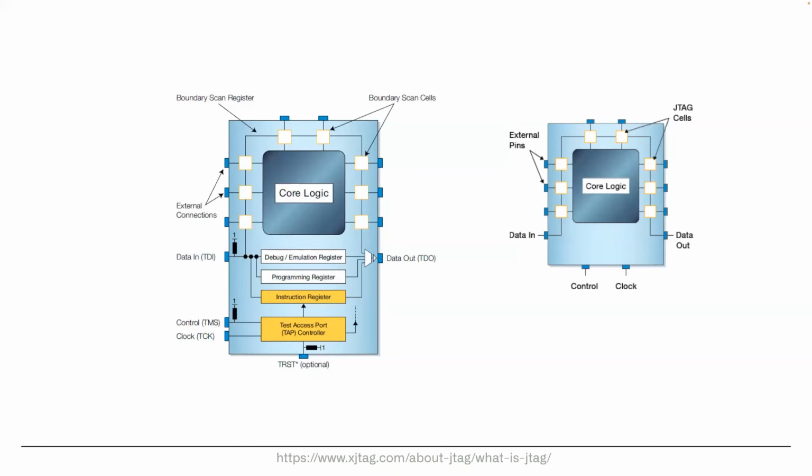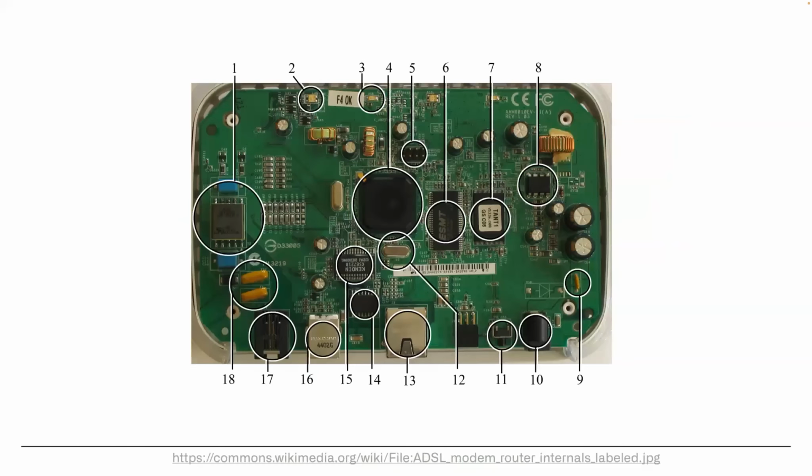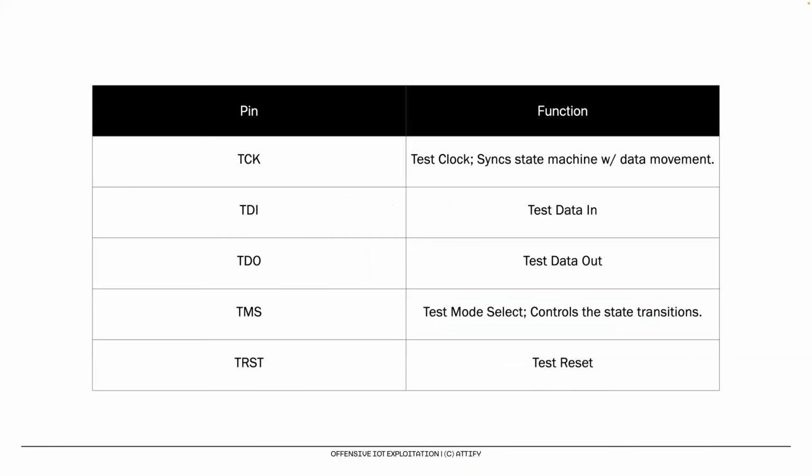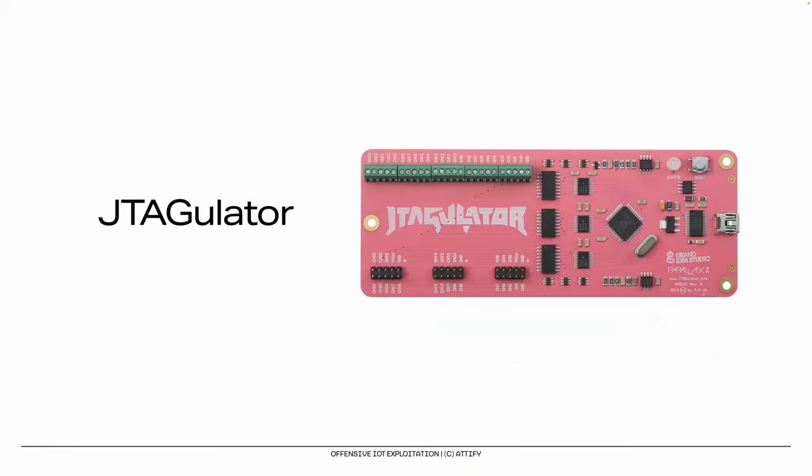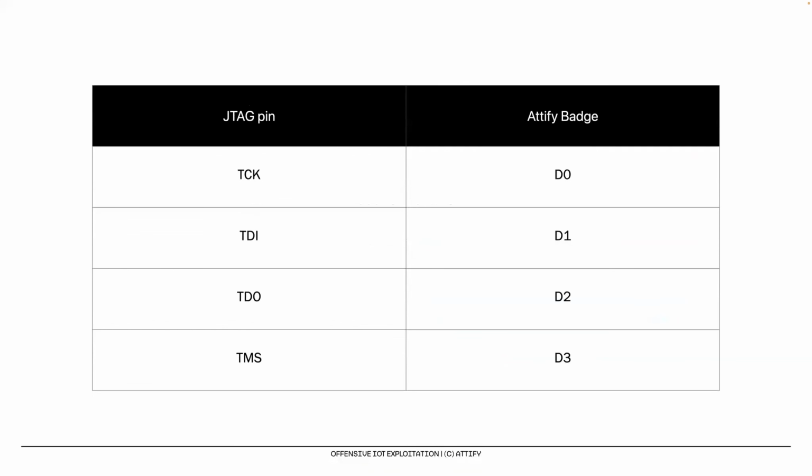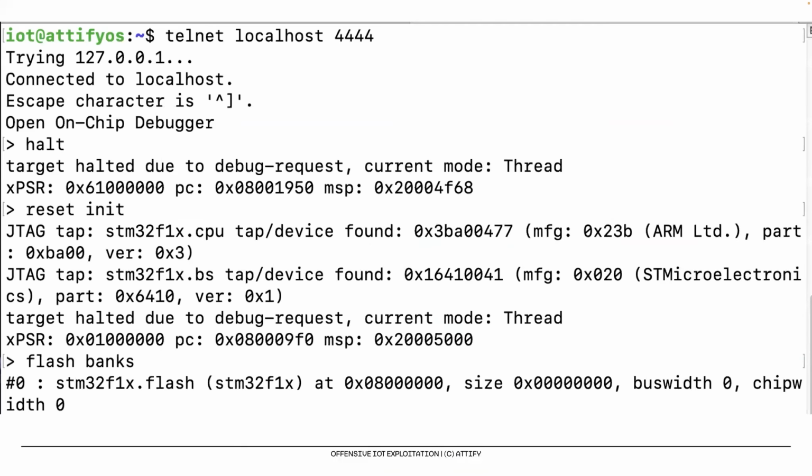If you want to just interact with it, you need four different pins: TDI, TDO, TMS, and TCK, which is data in, data out, mode select, and test clock. And you connect to it using Attify Badge. And once you do that, then you can use OpenOCD to debug that particular device over JTAG.